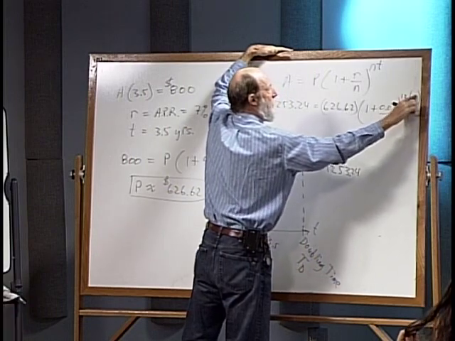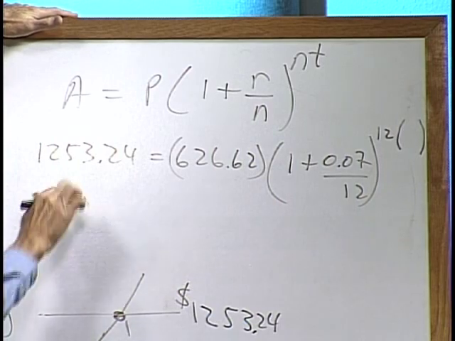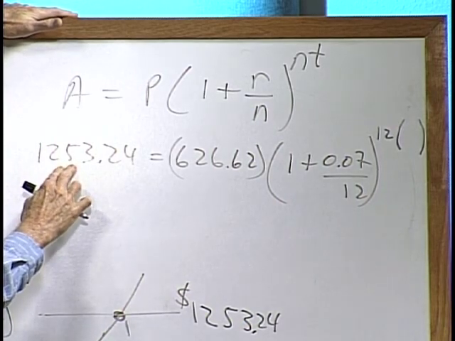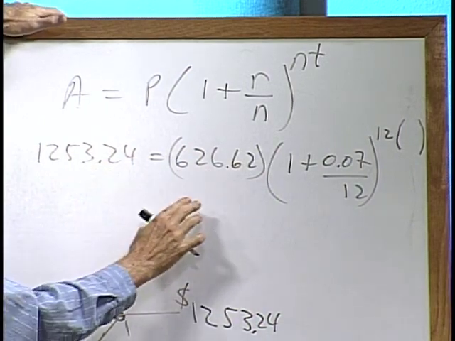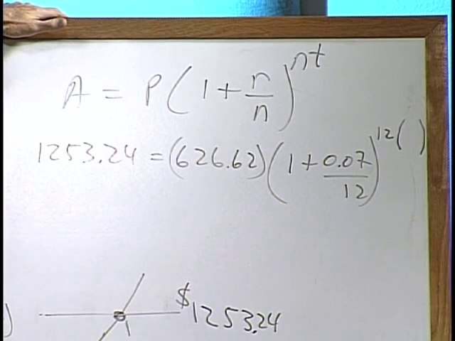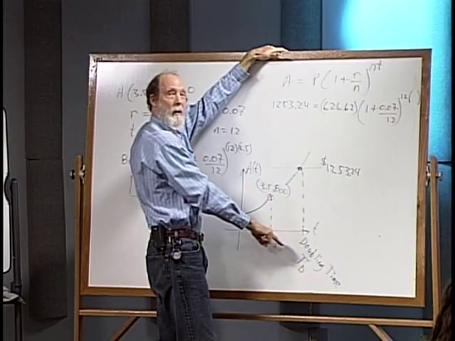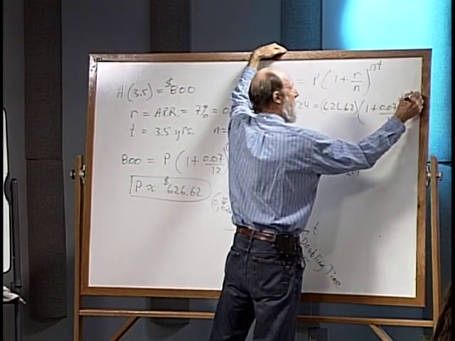What do I need to put for T? Look at the picture here. I'm letting my future value be 1253.24. Initial value this. Everything's all numbers. So what needs to go up in that exponent right up there? T. T sub D. T with a subscript D for the doubling time.